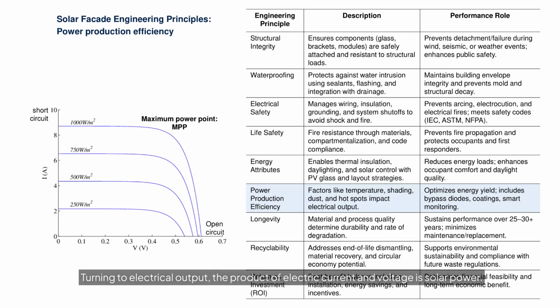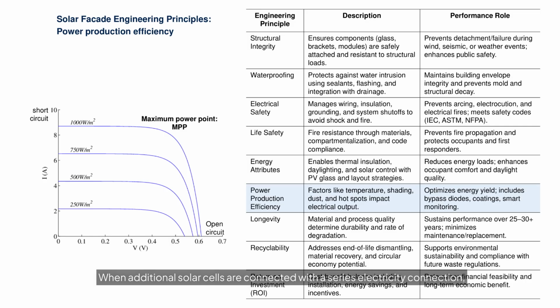Turning to electrical output, the product of electric current and voltage is solar power. Greater current and voltage mean higher solar power output. The line graph on the left shows IV curves under different solar intensities. The maximum power occurs somewhere along the IV curves, between the short circuit and the open circuit. For example, under 1000 watt per square meter solar intensity, the solar cell produces about 8.5 amps and 0.5 volts, resulting in 4.25 watts for that solar cell.